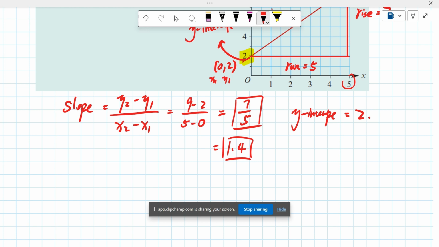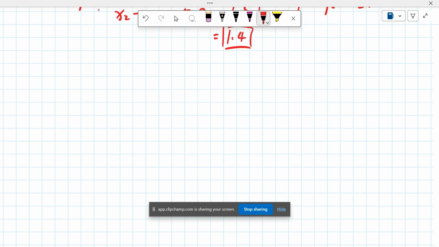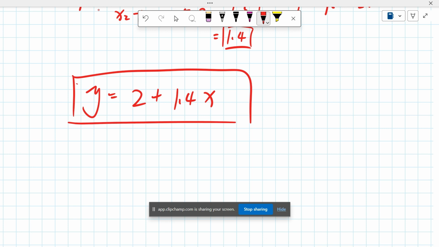So you can use the CAS calculator. And then y equal to 2 plus 1.4x. That will be your intercept-slope equation form. Yes, sorry, it's just a different name: the equation of the line.